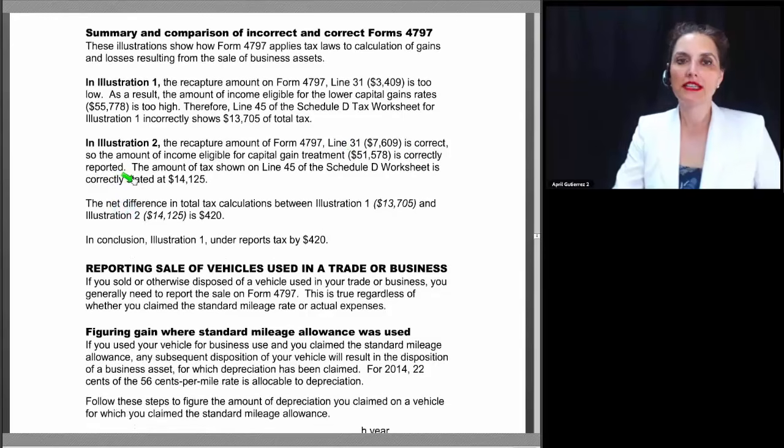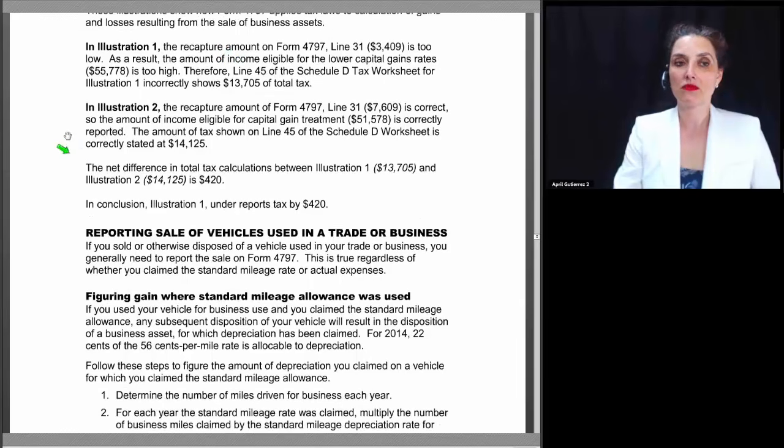So let's look at a summary of what the total computations for those two illustrations are. In illustration number 1, the recapture amount on Form 4797, line 31, is $3,409, and this is too low. As a result, the amount of income eligible for the lower capital gain rate, $55,778, is too high. Therefore, line 45 of the Schedule D tax worksheet for illustration 1 shows $13,705 of total tax, and that's the wrong number.